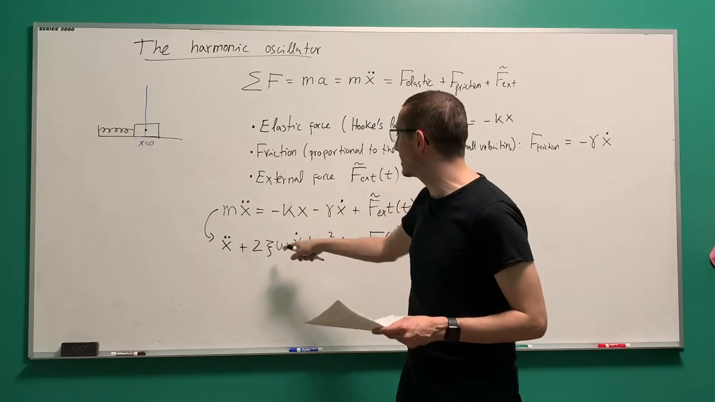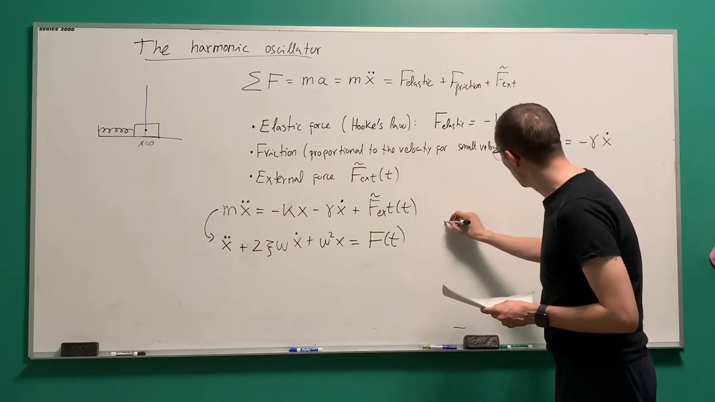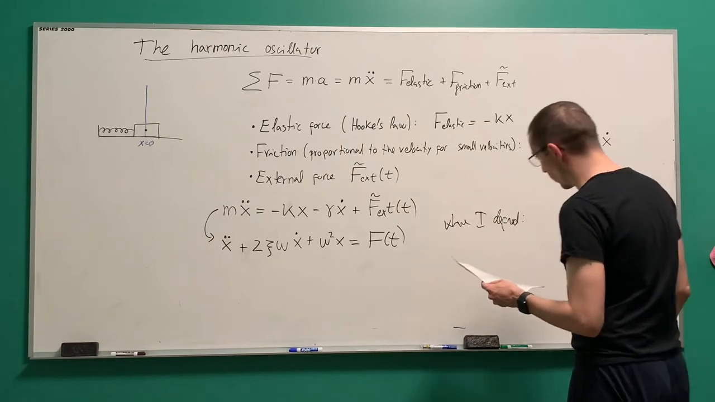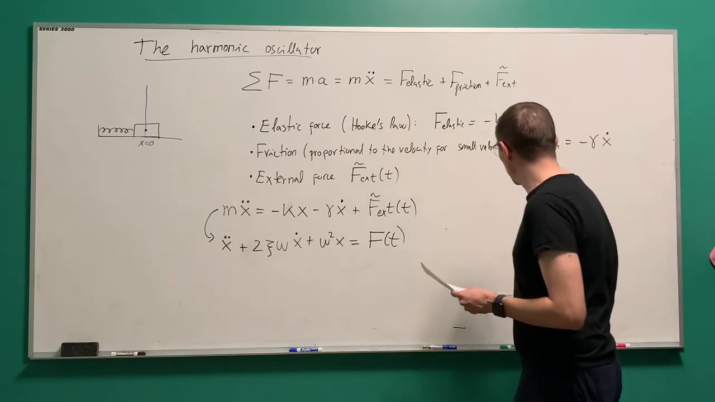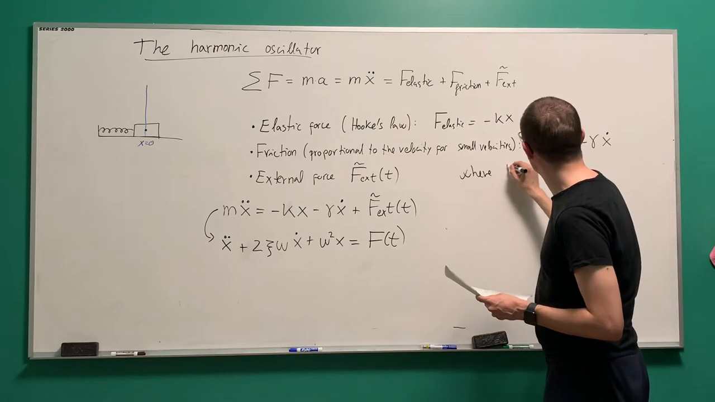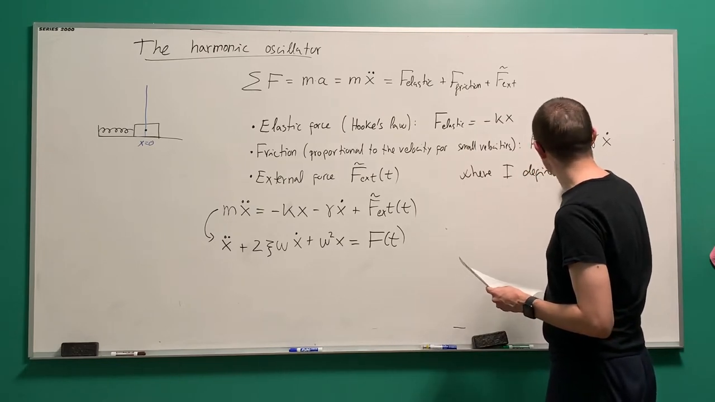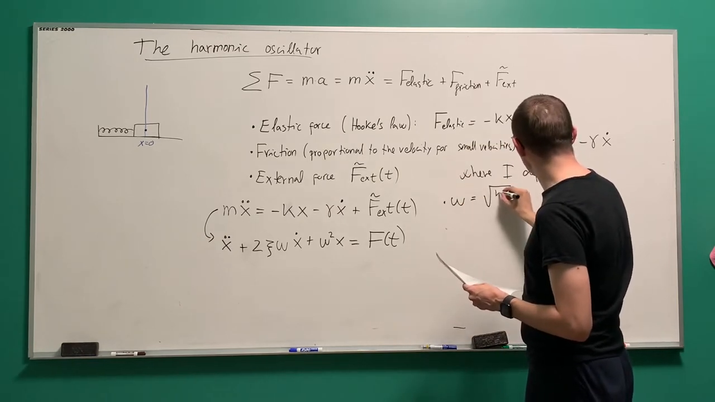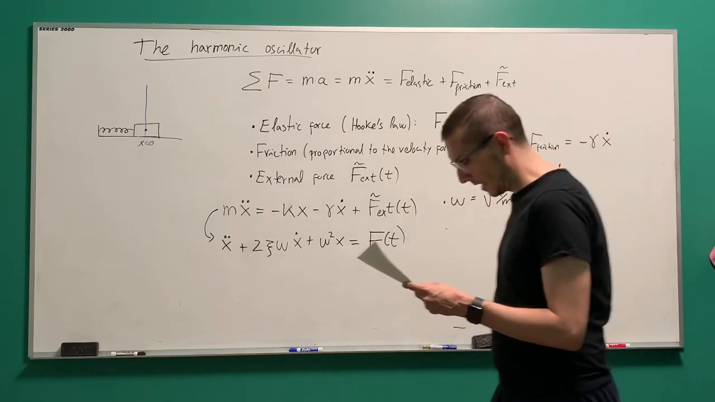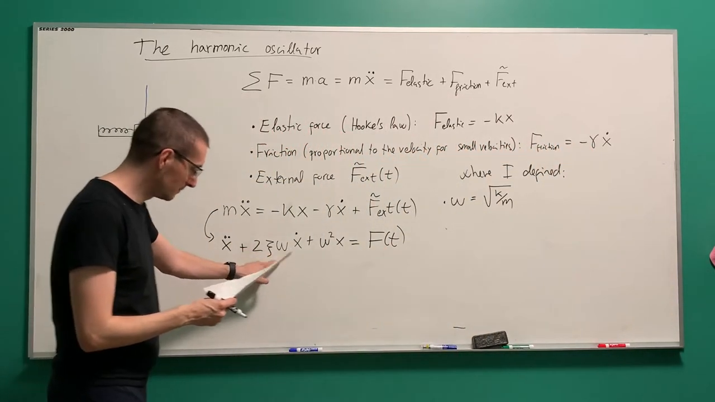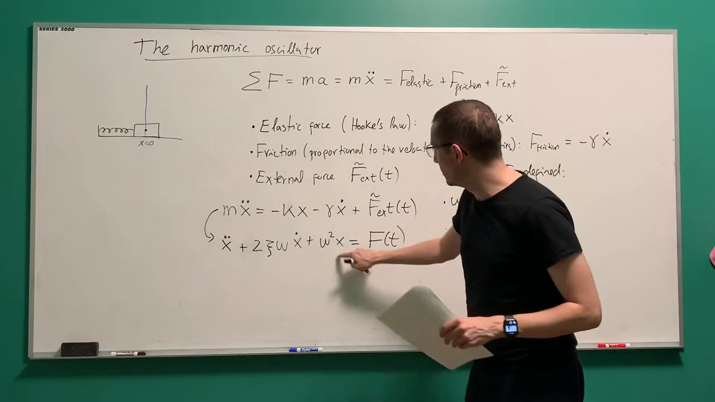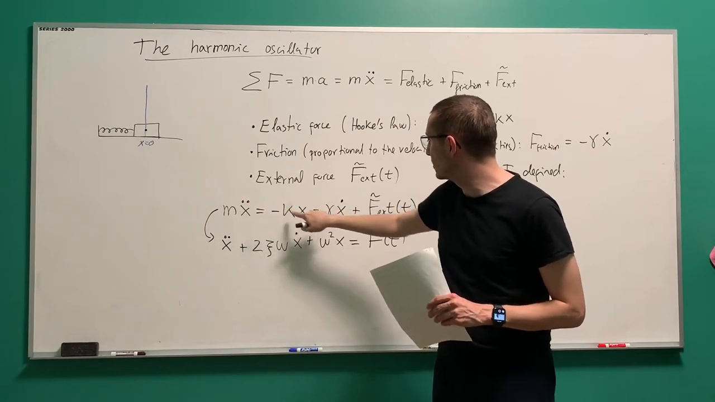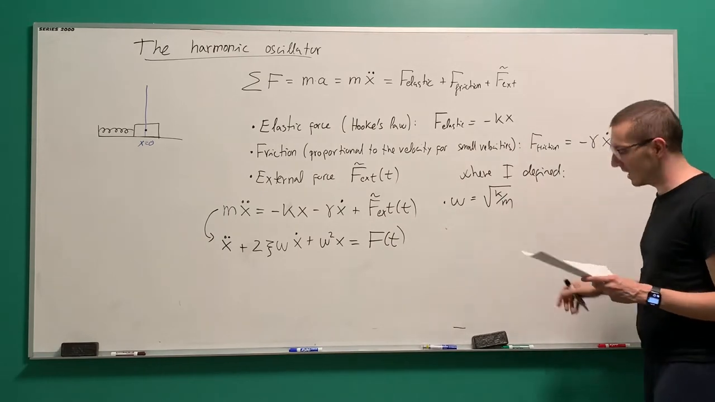How? Well, I divided by the mass and I defined the following quantities. So three quantities. Where I define first omega. We're going to call this the square root of k divided by m, right? You see it here, actually comparing these two terms. You put this on that side of the equality, you get a plus, and then you substitute k by omega squared. So omega is the square root of k divided by m.